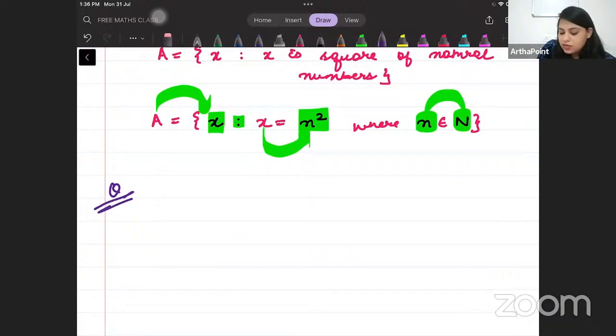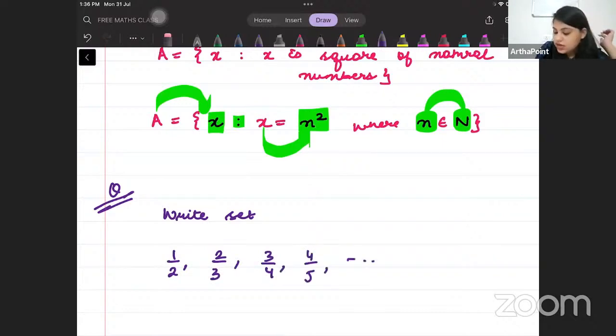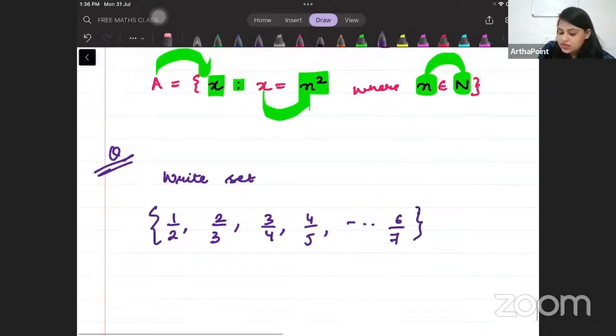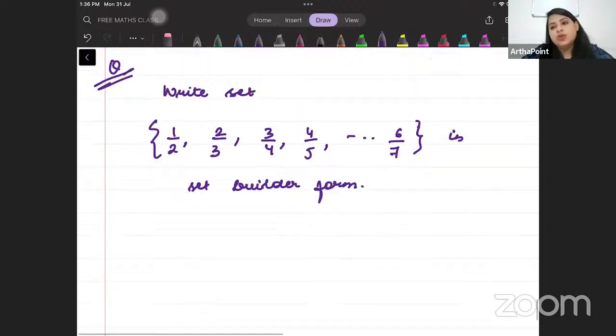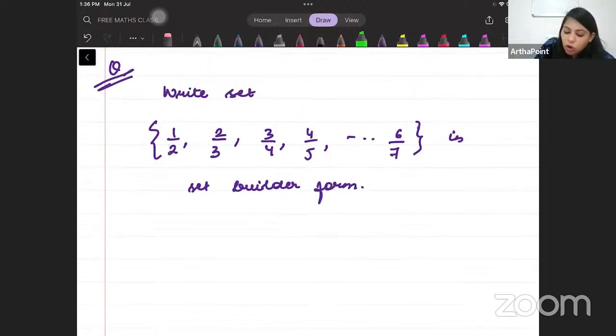So, write the set 1 by 2, 2 by 3, 3 by 4, 4 by 5, and so on, till it goes to 6 by 7, in set builder form. Please do it. Now see. Look, the denominator is 1 more than the numerator. That's the first thing. Then what do we see? We see that both numerator and denominator are naturals. And it can only go till 6 by 7. So how can we write it?